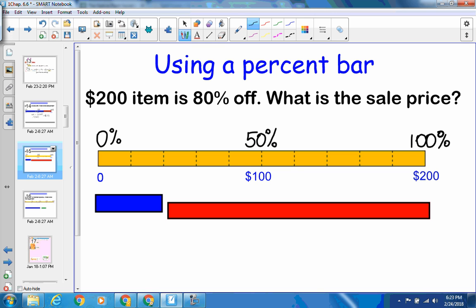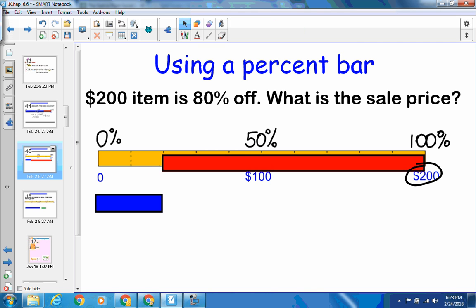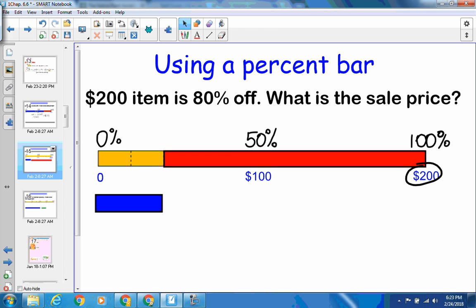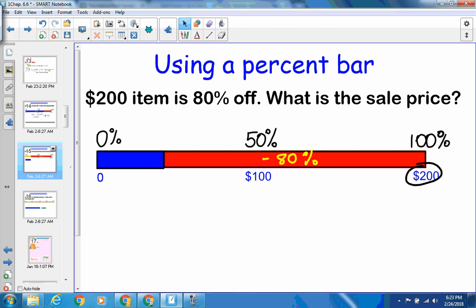Okay, so let's look at another example. So now our percent bar represents the whole price, which is $200. So that's here, and that's 100%. And our item is 80% off, which is an amazing sale, isn't it? So we're going to show you what that 80% is. It's this whole red bar. I'm just going to write on it, minus the 80%. And what's left is 20%. So this blue bar is what you would pay for the item.